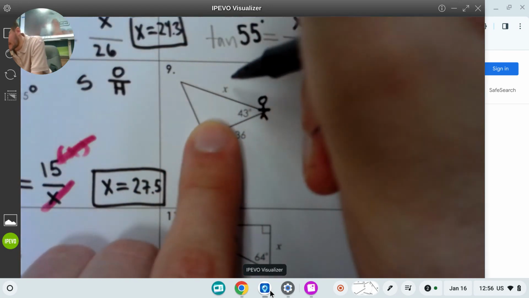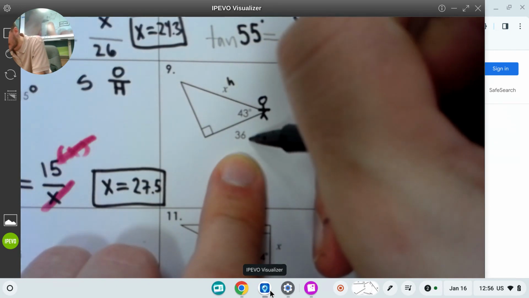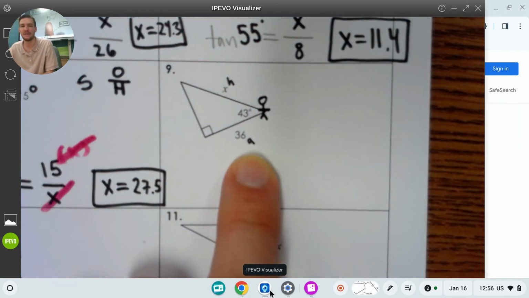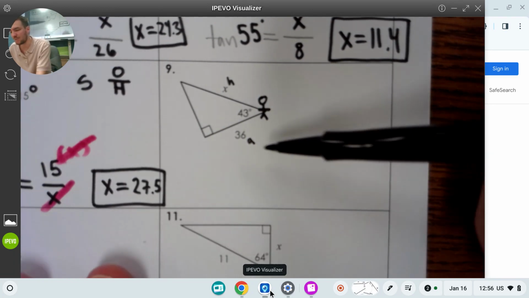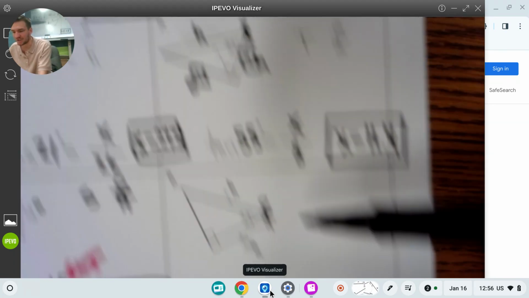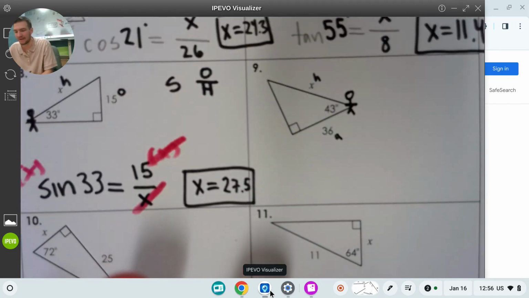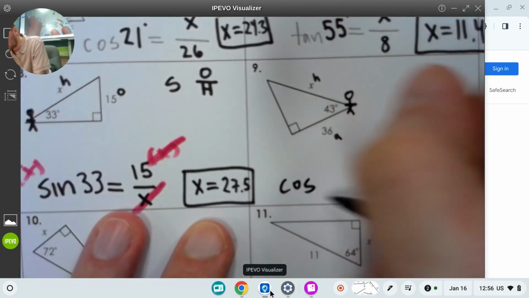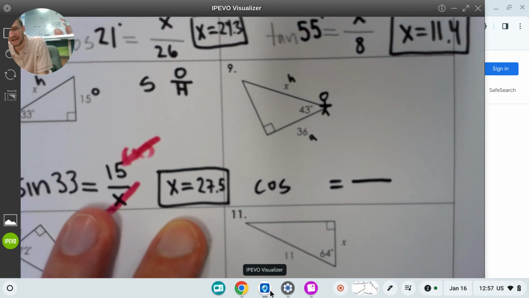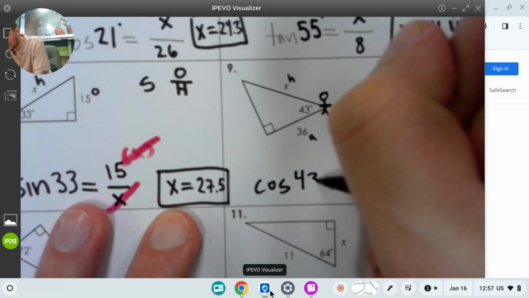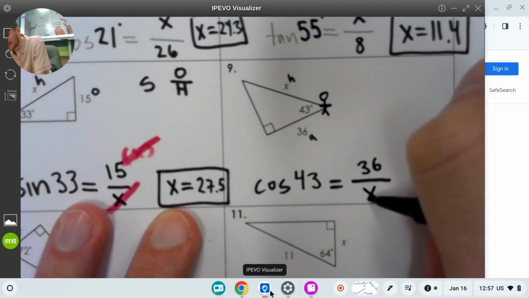I'm going to label the x as my hypotenuse and the 36 as my adjacent because it's right next to me. I'm going to look for the sine, cosine, tangent. Which one is AH? AH is cosine, so I'm going to use the cosine to help me find the answer. 43, the adjacent is 36, and the hypotenuse is x.